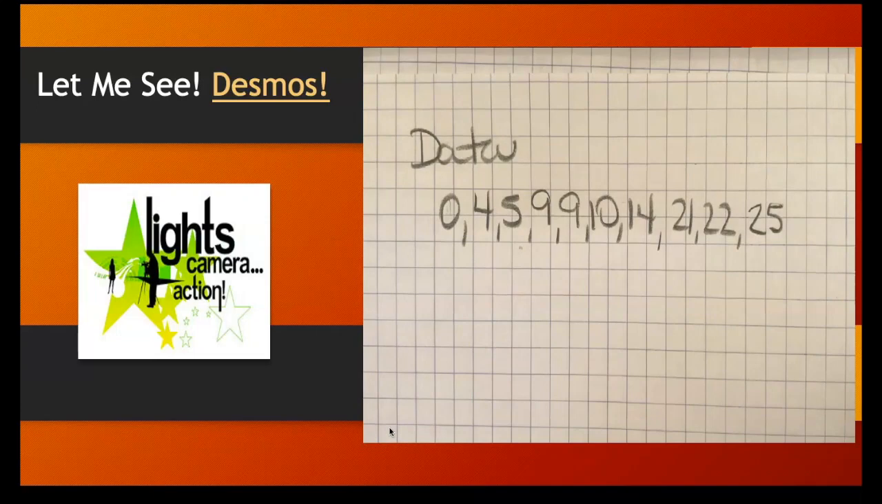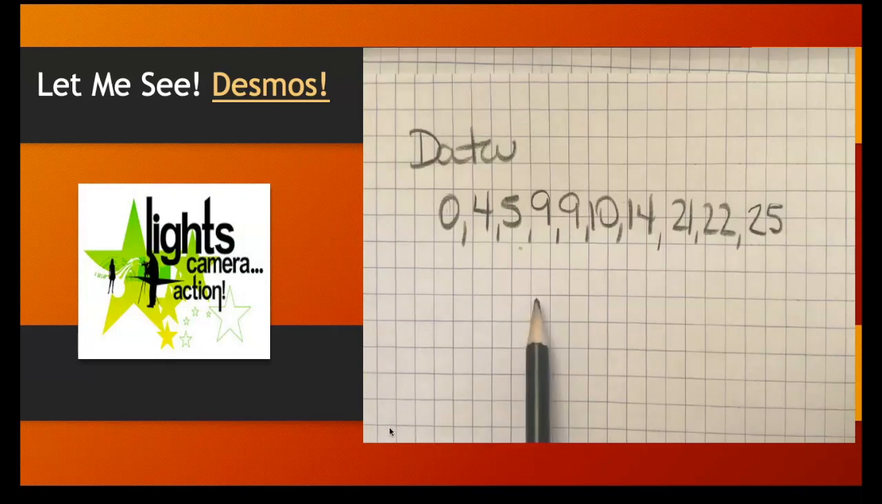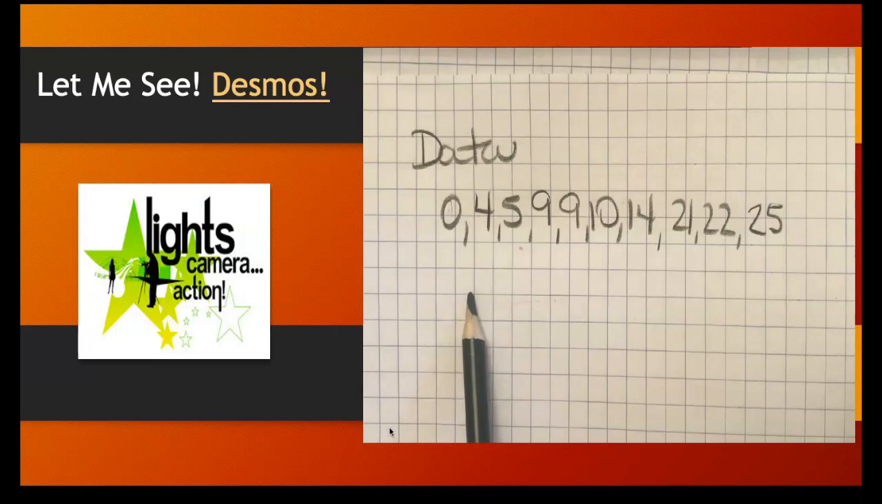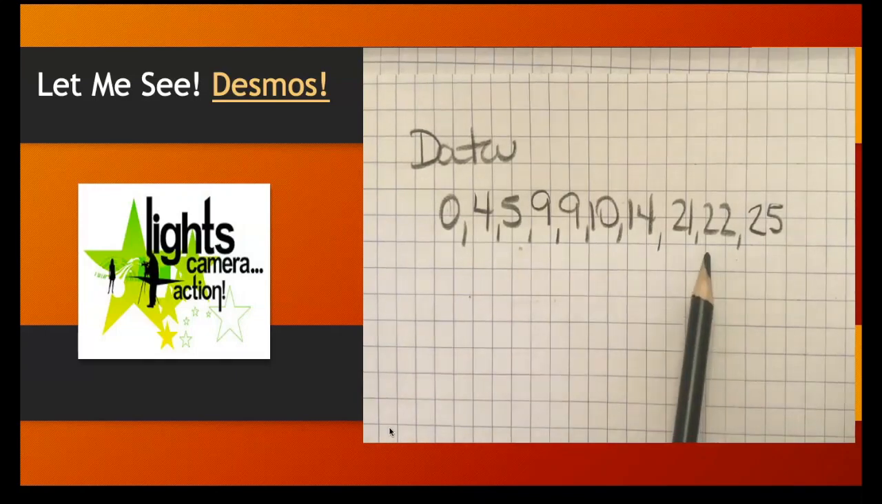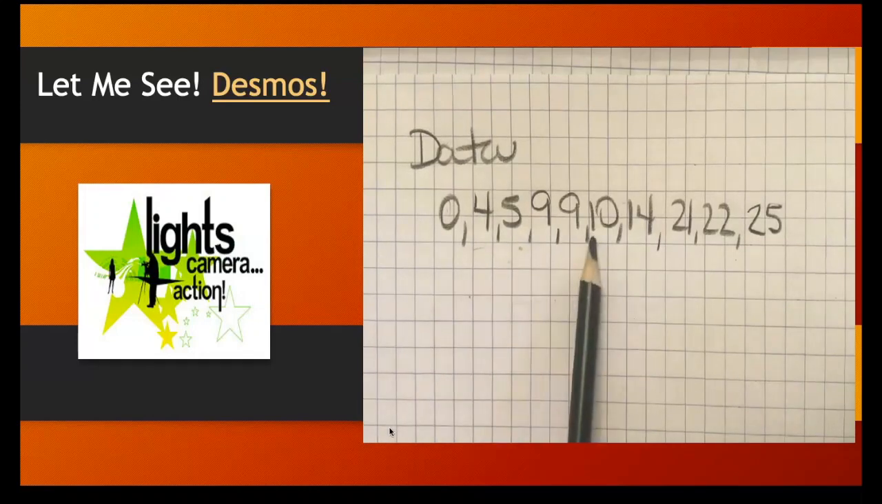We're going to go ahead and find the central tendencies of this data set. We'd already placed it in numerical order. Let's start with the mode, since that one seems to be a little bit easier. Remember, mode says what number occurs most in the data set. In this case, that number is 9.